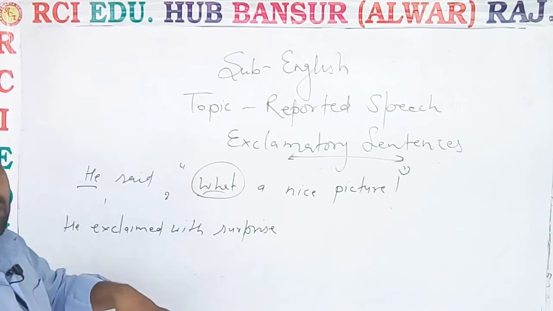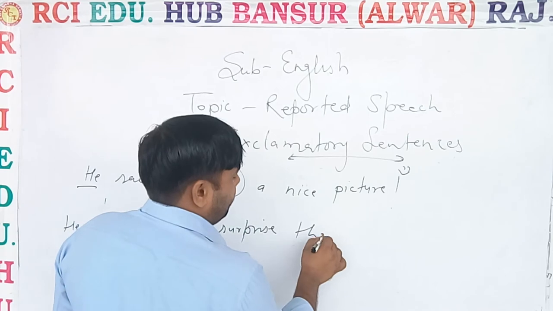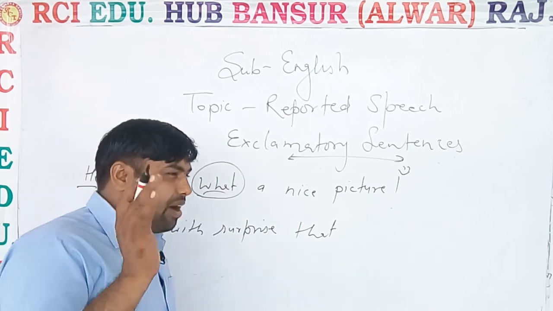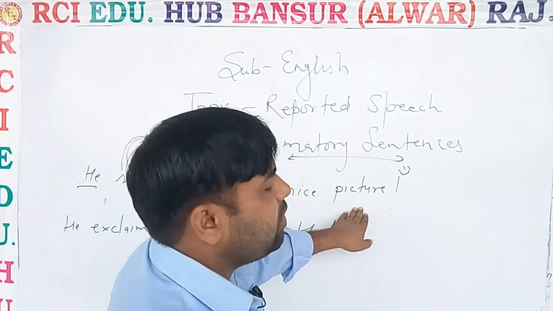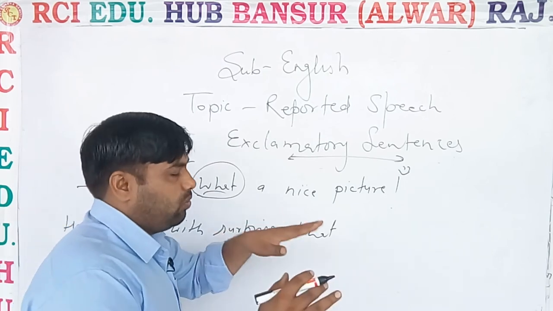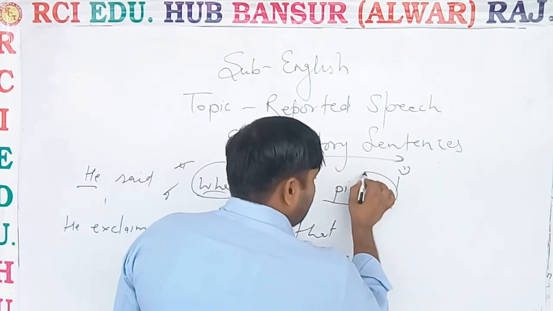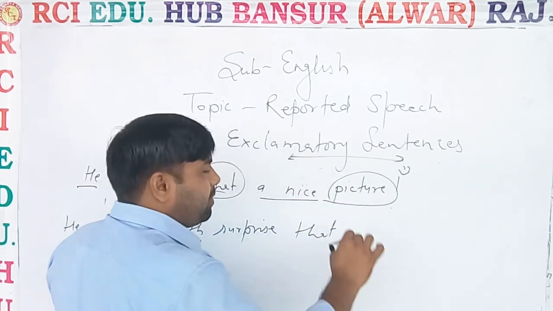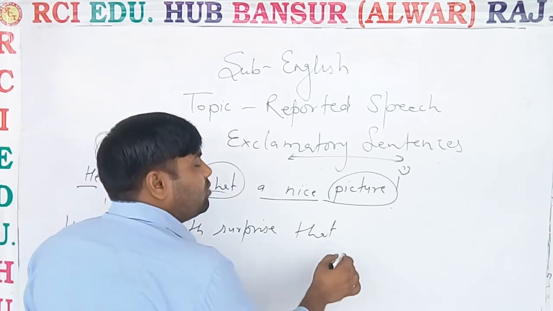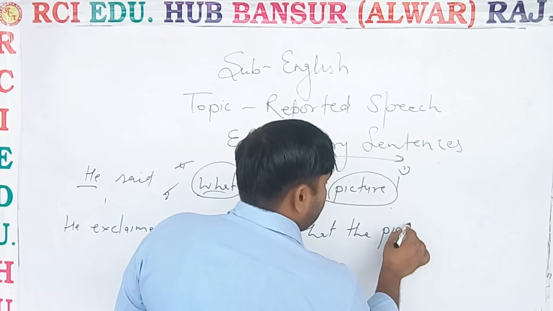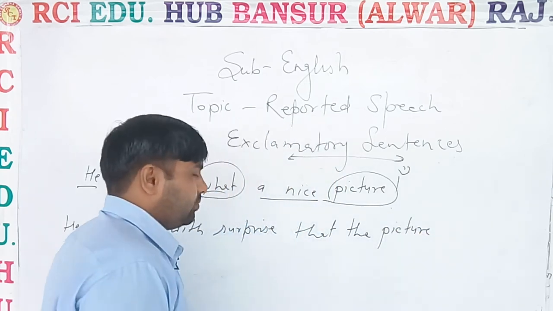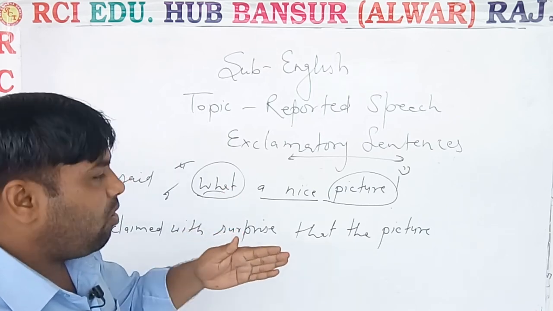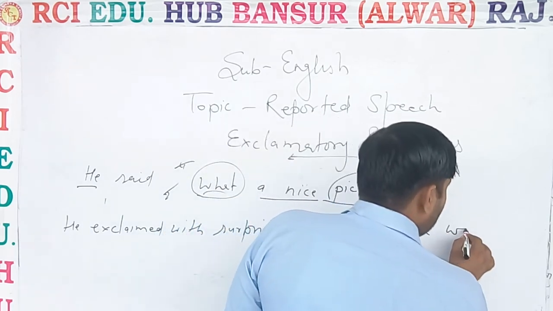To remove the comma, we'll use the conjunction "that". After that, in such type of sentences, we'll choose the noun. Picture is a noun. "A nice picture" means particular, then we'll use "the": the picture. "Was" we'll use from our side.